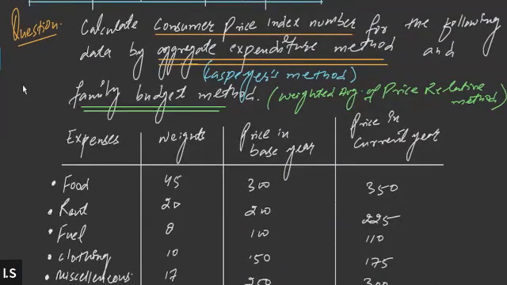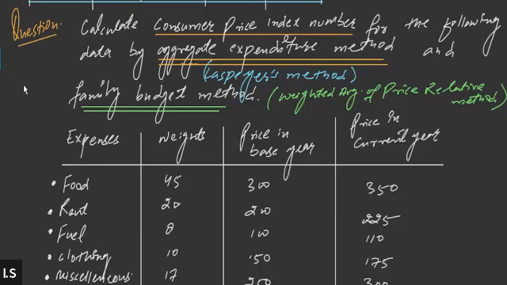What are we required to find out? We are required to find out the consumer price index. Consumer price index is nothing but the index number, so don't get confused by it. We simply have to find out an index number. But how do we find it? They have asked us to calculate the index number by aggregative expenditure method and by family budget method.